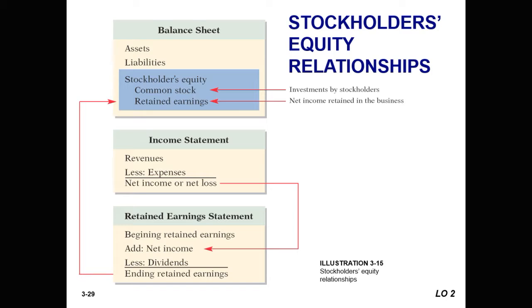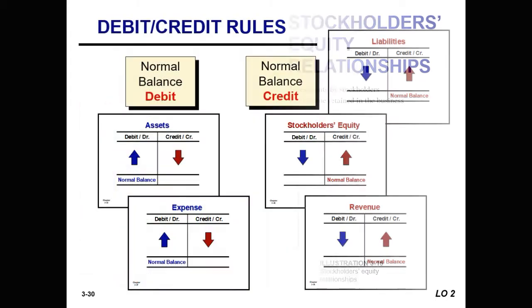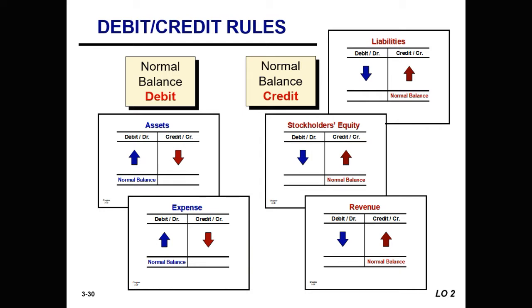So if we were to have an investment of $10,000 in common stock, we would see a $10,000 increase in assets and then a $10,000 increase in common stock. Now we increase an asset by debiting it, and we increase common stock or stockholders' equity by crediting it. Our debits equal our credits. This is a quick visual to kind of show you how the normal balances of debit and credits work.